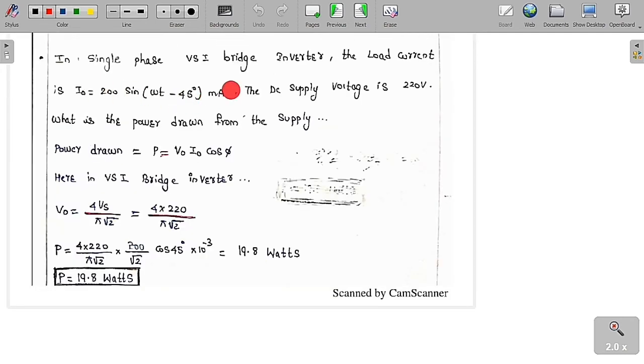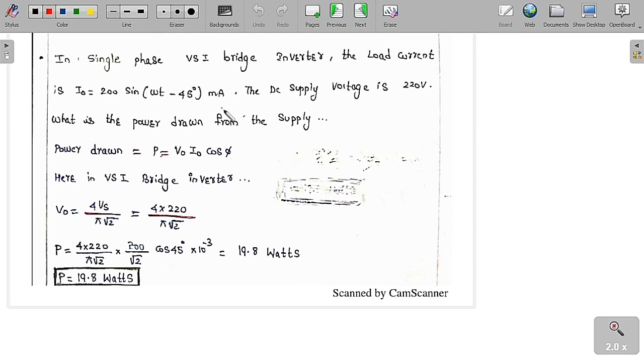In a single phase voltage source bridge inverter, the load current is I0 equal to 200 sin of omega t minus 45 milliampere. The DC supply voltage is 220 volts. What is the power drawn from the supply? See here, a single phase voltage source inverter, the load current they have given and the DC supply voltage is 220 volts. So what is the power drawn from the supply?